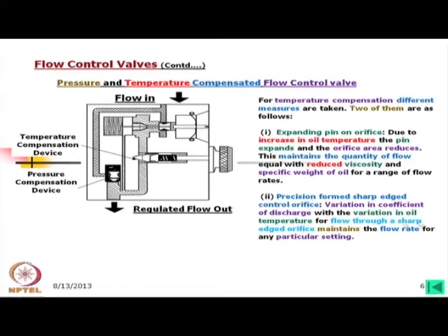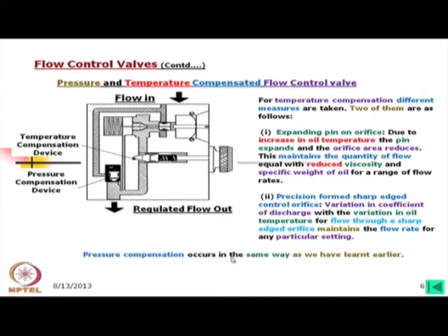So, the variation in that coefficient with the variation in oil temperature, for flow through a sharp edge orifice, maintains the flow rate for any particular setting. Pressure compensation occurs in the same way as we have learnt earlier in this valve.